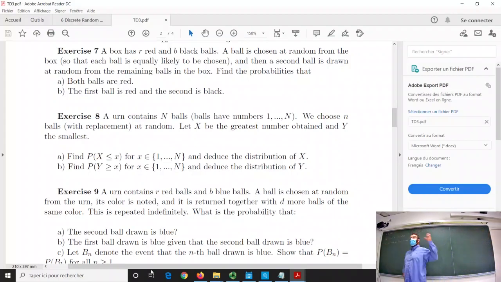Okay, so X1 is what I obtained in the first drawing, okay? That is the number between 1 and n. X2, what I obtained during the second one, that is also a number between 1 and n because I do this with replacement, okay?